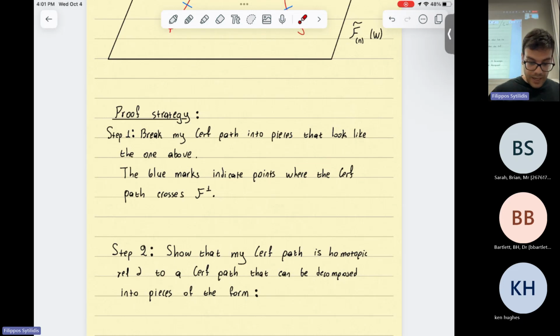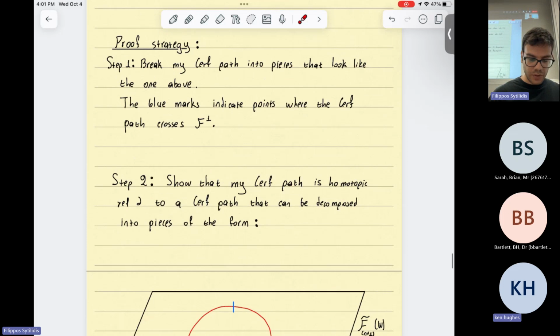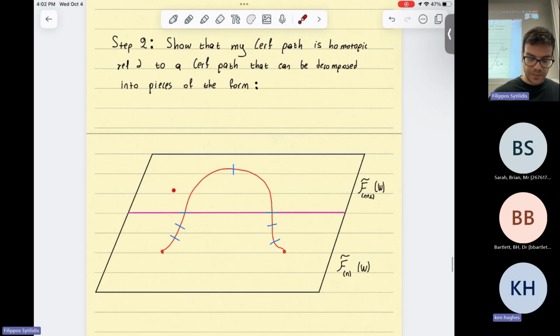Okay. Now, step two is to show that my surf path is homotopic rel boundary to a surf path that can be decomposed into pieces of this form. So I want to deal with only paths where, once I cross the pink barrier, I only have one codimension stratum.